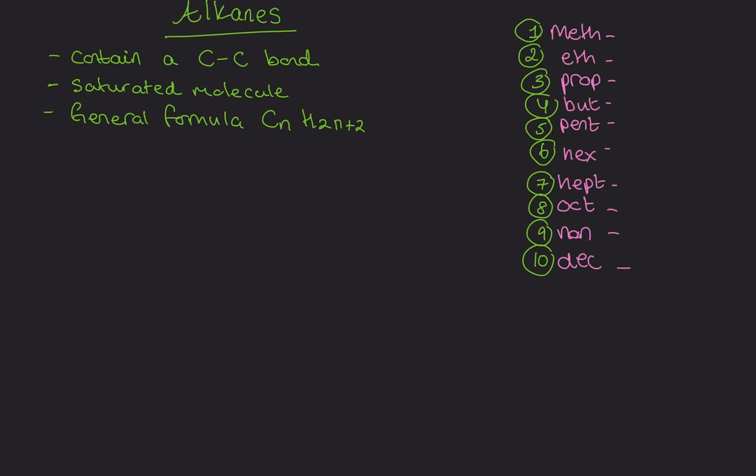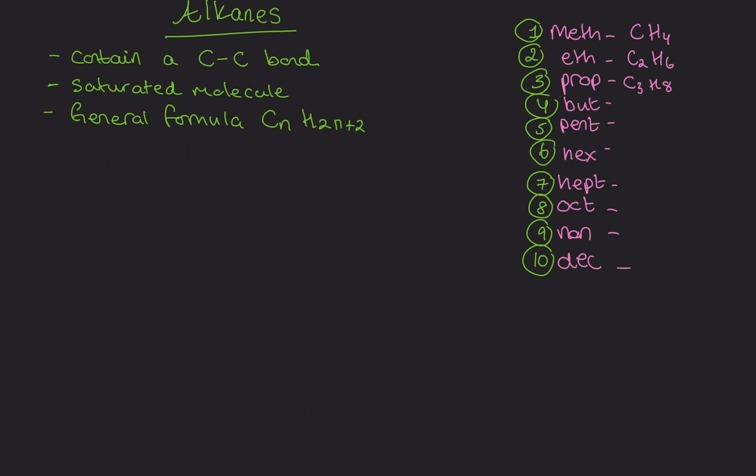So let's look at the formula then. For C1, if N is 1, that's going to be C, and if N is 1 in here as well, 2 times 1 is 2, 2 plus 2 is 4. H4. Ethane, well, let's put in N as 2. That means C2. If N is 2 on the H's, then 2 times 2 is 4, 4 plus 2 is 6. So you just work your way down. The next one, C3: 3 times 2 is 6, plus 2 is 8. Okay?